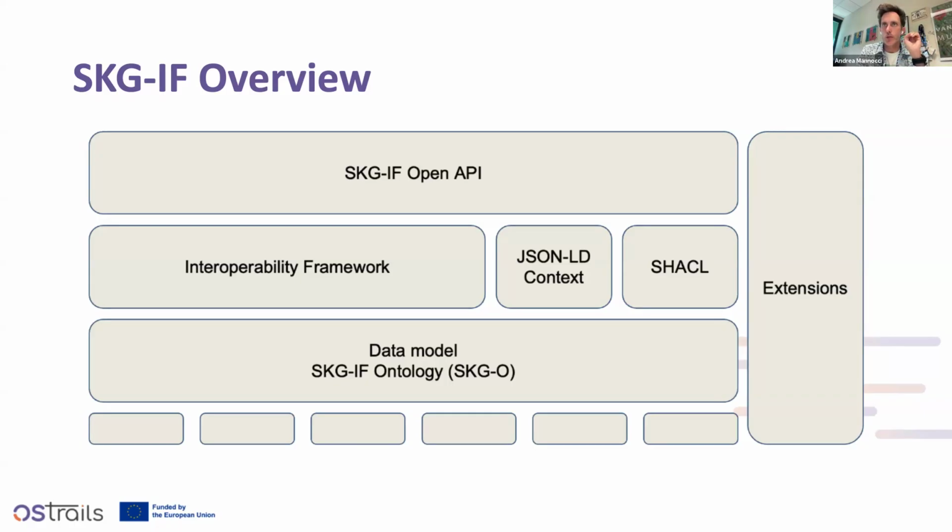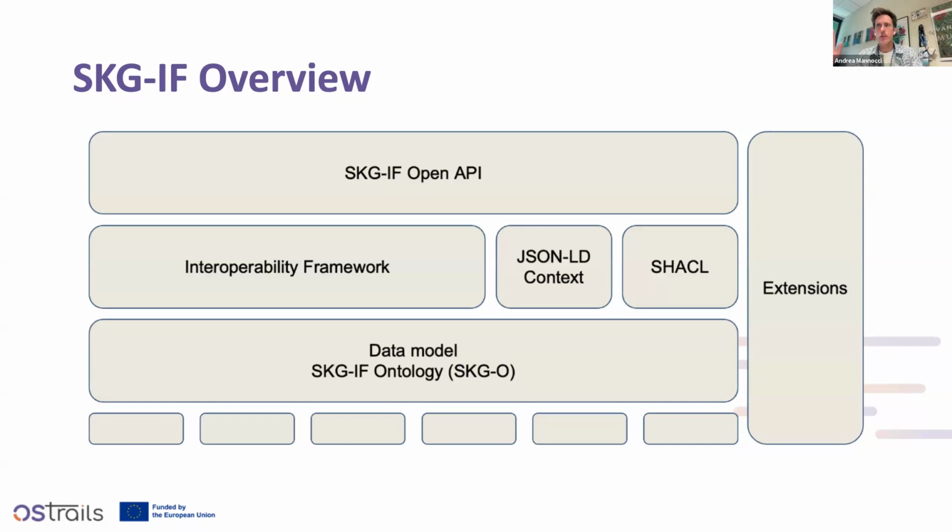And this is complemented by the JSON-LD context and SHACL. The JSON-LD context, as we'll see afterwards, together with SHACL, is the way that SKG-IF provides to ensure that semantic interoperability is granted, that information is provided in an unambiguous way. On top of that, we have the OpenAPI specifications: the interoperability framework, JSON-LD context, and SHACL together define the specification, which is taken up to the API level, where we have a contract in terms of endpoints and format of objects to be exchanged via web services in REST.